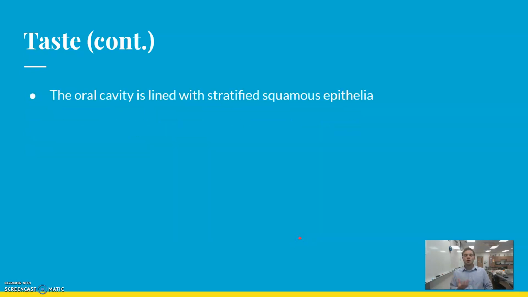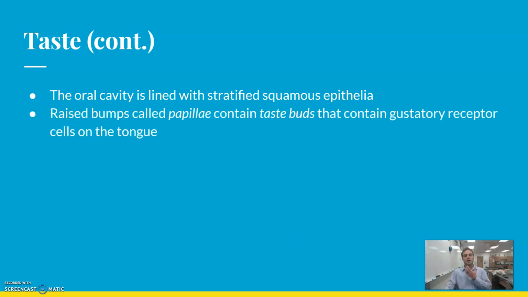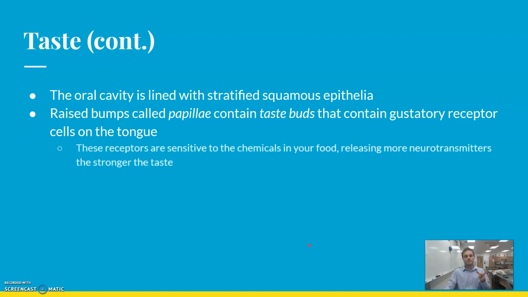But your oral cavity is lined with stratified squamous epithelia. Remember, stratified means many layers. Squamous means they're squashed flat. And on your tongue, you're going to have some raised bumps known as papillae. Those papillae have taste buds on them, which are the gustatory receptors. The taste buds sense chemicals in your food, meaning that they are chemoreceptors.